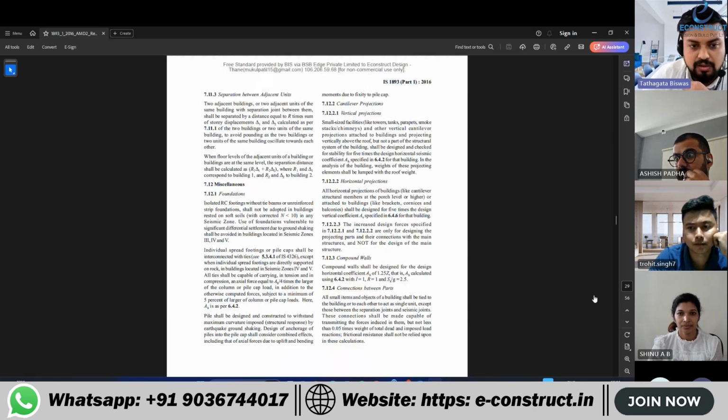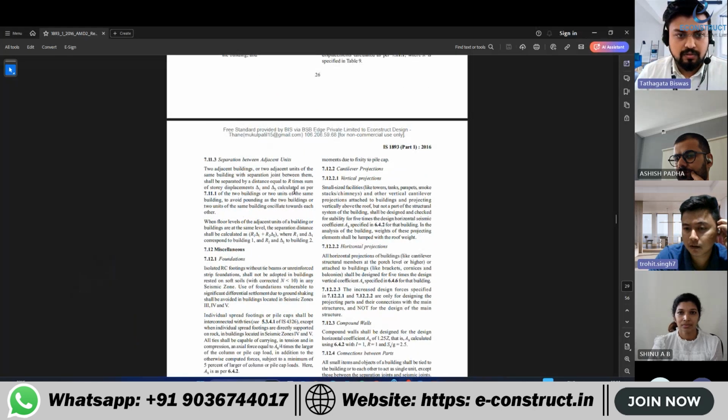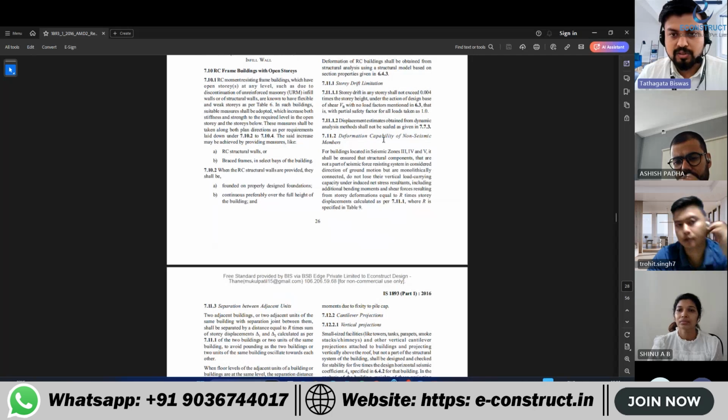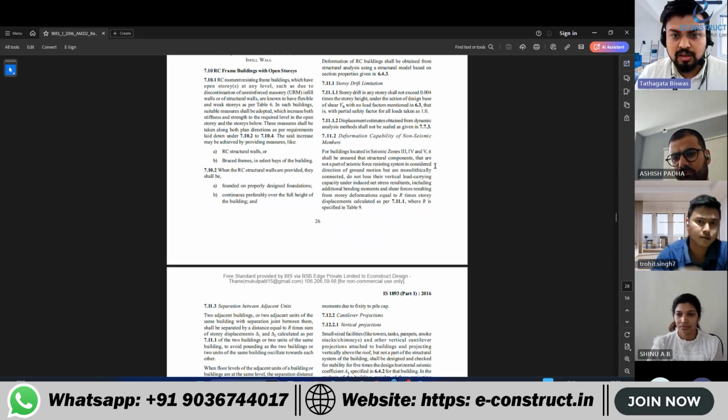Now the next person can read the miscellaneous. 7.11.2 deformation capability of non-seismic members. For buildings located in zones 3, 4, and 5, it shall be ensured that structural components that are not a part of the seismic resisting system in the considered direction of ground motion but are monolithically connected do not lose their vertical load carrying capacity under the induced net stress resultants, including additional bending moment and shear force resulting from story deformation equal to R times story displacement, calculated in 7.11.1, where R is specified in this.